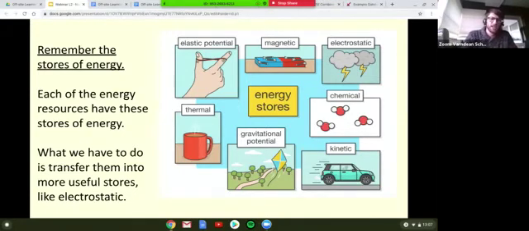And as I said, it's really important to remember that all of those energy resources, where we generate our electricity from, where we transfer the energy stores from, all of those have got a store of energy, and it will be different for each one. We're going to look at that as we move through this lesson today.